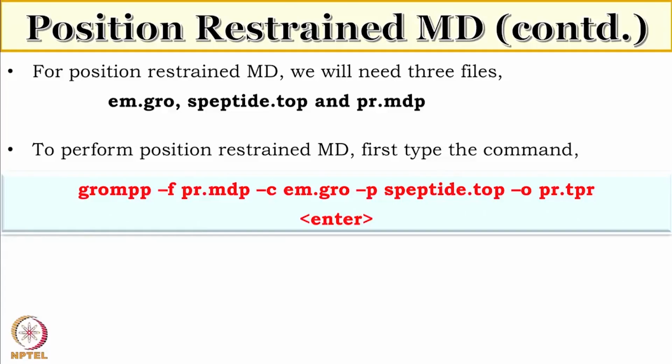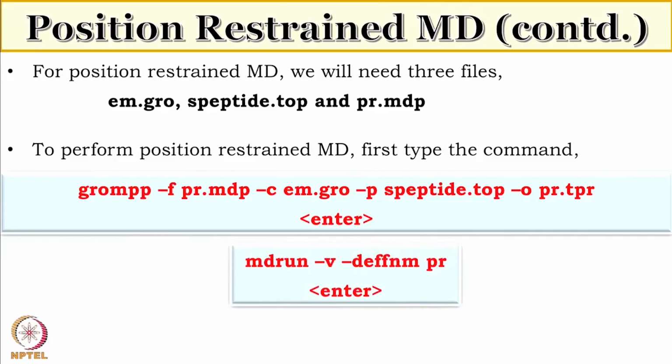After you generate the TPR file, you have to run it using the command mdrun. So mdrun -v -deffnm pr. The only output file that we require from position restraint MD is the GRO file, that is the pr.gro file. But many others will be created, with pr as the starting name.